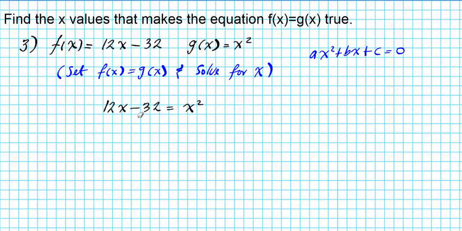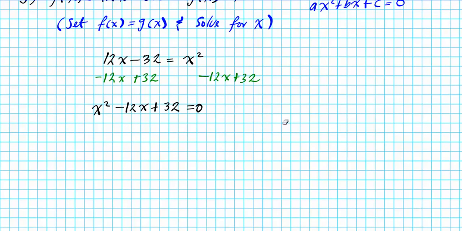So let's go ahead and put this in standard form. Just subtract 12x and add 32 to both sides, subtract 12x, add 32 to both sides. So we have the standard form x squared minus 12x plus 32 equals 0. Okay. Now there are different ways you can solve a quadratic equation. We're going to use the factorization method here.